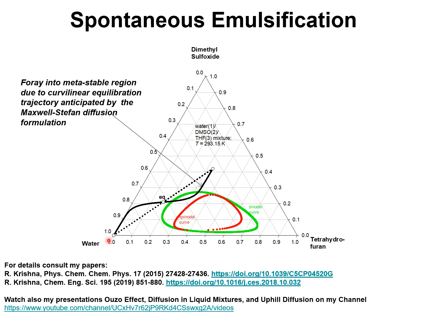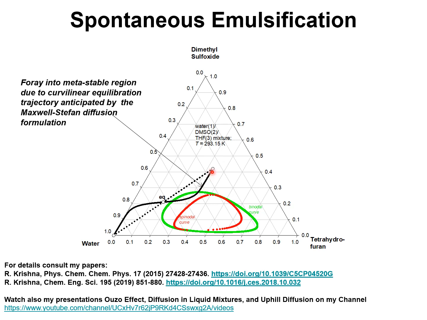If we examine the mixture composition, which is here, the mixture composition is in the homogeneous region. We would, if the equilibration trajectory were to follow a straight line path, no emulsion forming would result. However, if we calculate the equilibration trajectory taking due account of diffusional coupling effects described by the Maxwell-Stefan diffusion formulation, the equilibration trajectory follows a curvilinear path indicated by the solid black line. And we note that the solid black line has exhibited a foray into the metastable region, leading to emulsification.